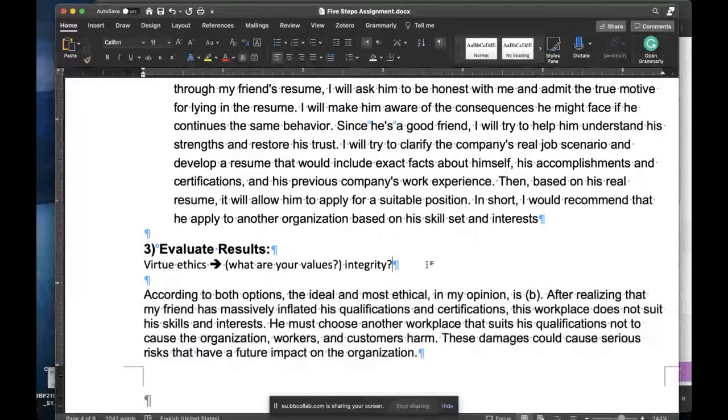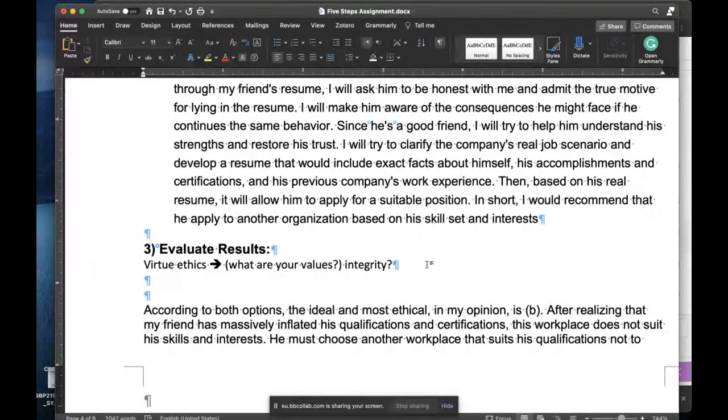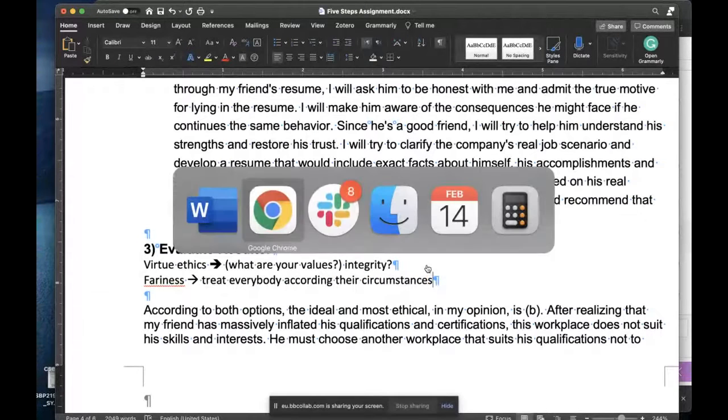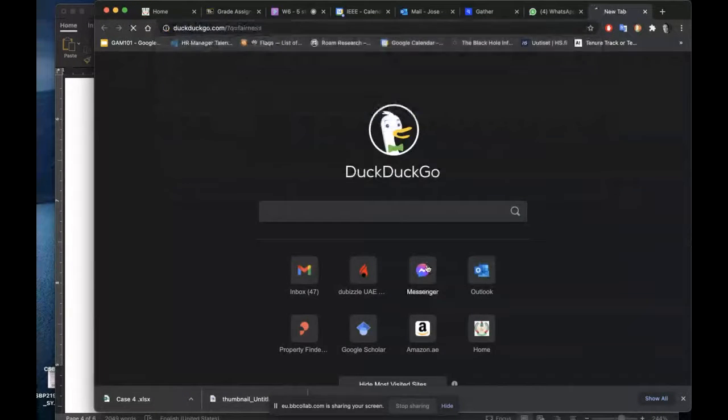Yeah? What other frameworks could we use here? The fairness. Fairness. Oh, very interesting. Okay, go on. What is the fairness about? It treats everyone the same because, like, not because he's my friend, I would recommend his fake resume. Is fairness treat everybody the same? Yeah. No. Well, that's what was written in the book. No, it was not. Treat everybody according to their circumstances. Make sense? Yeah.